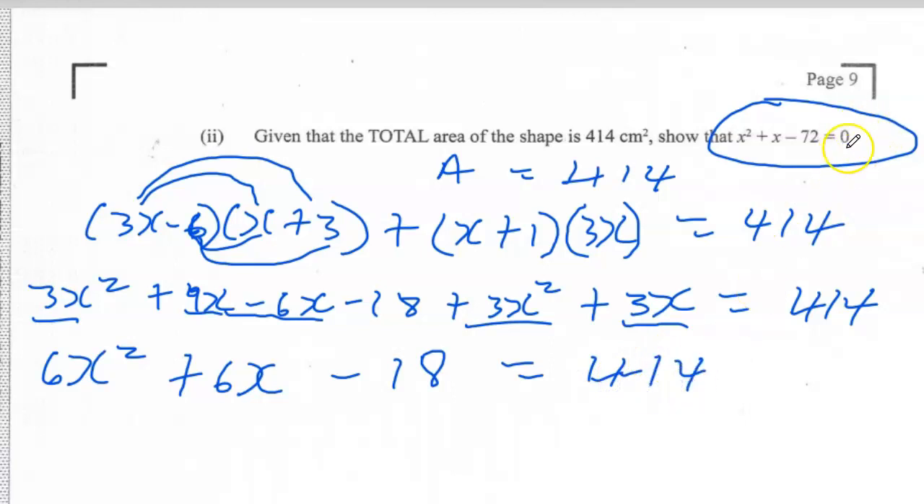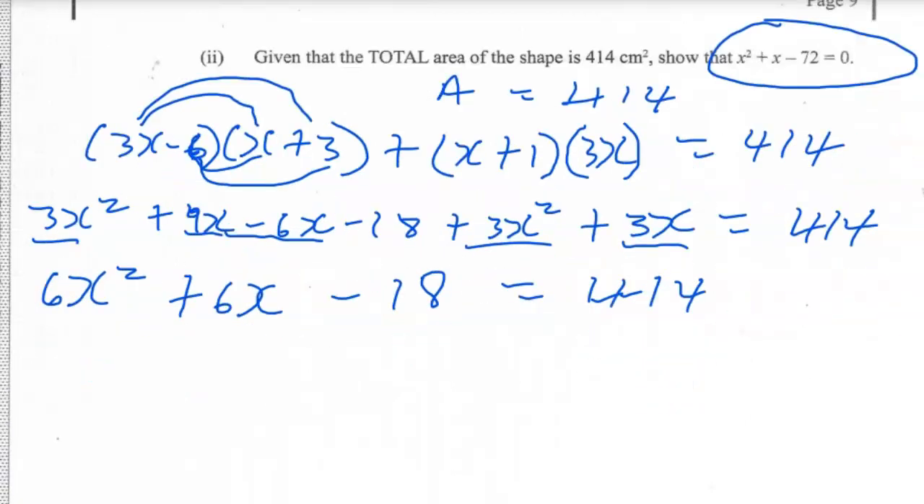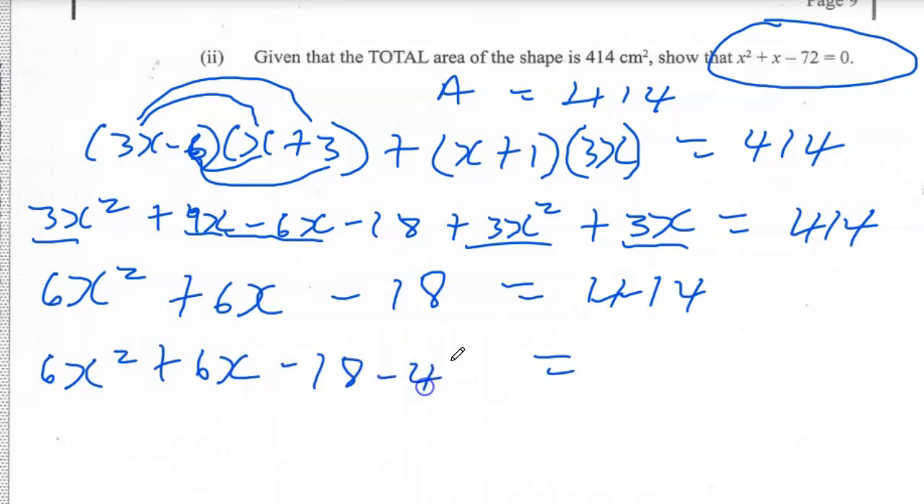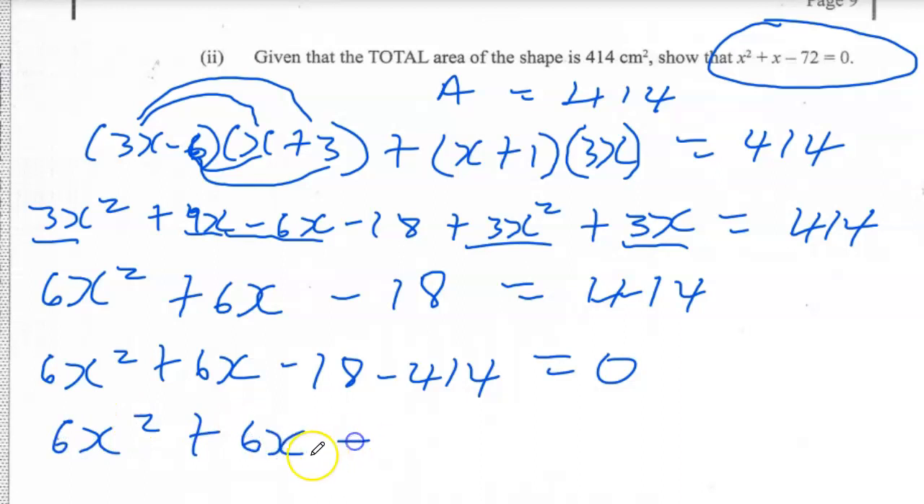So now we're supposed to have 0 on the right hand side. So we can group the constants and the constant 414 over here. So we subtract 414 from both sides. So we end up with 6x squared plus 6x minus 18 minus 414 equal to 0, which gives us 6x squared plus 6x and minus 18 minus 414.